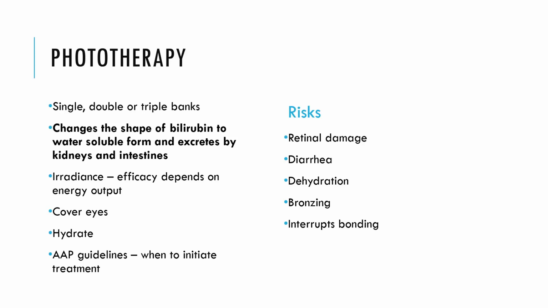So the risks are retinal damage, because it's a light, right? So that's why we cover the eyes. They can have diarrhea just from a little bit of dehydration. Bronzing is something that we see if you've got a conjugated bilirubin level and you light a baby up. You may actually cause their skin to change color permanently. It is irreversible. So it is not a bad idea to do a fractionated bilirubin level or be fairly confident that what you're treating is an unconjugated hyperbilirubinemia.